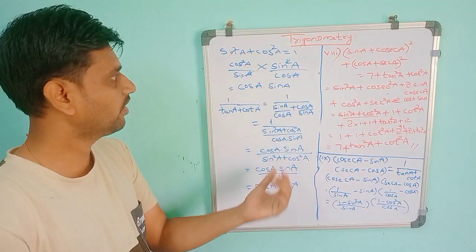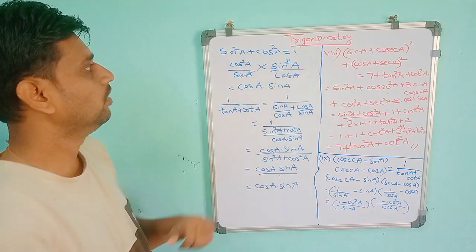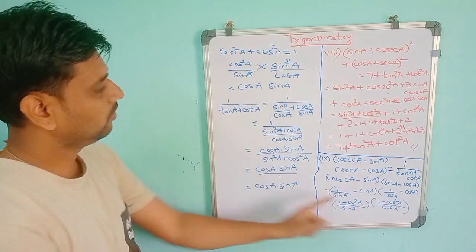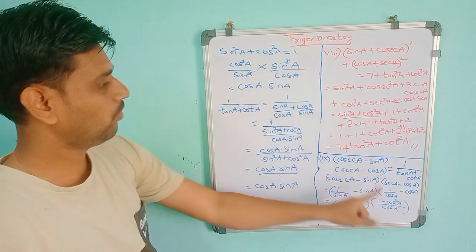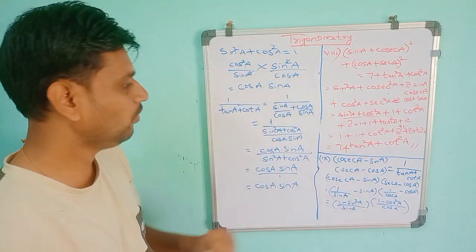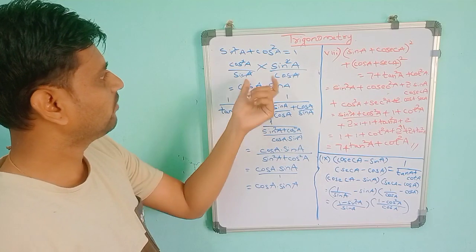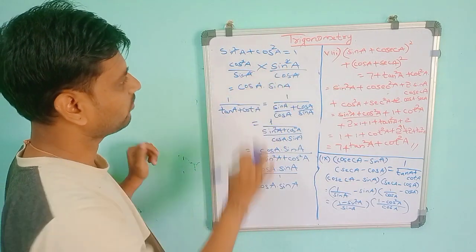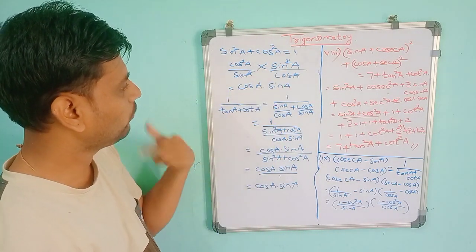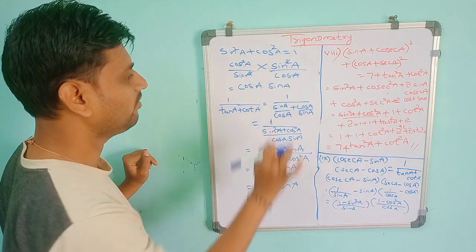As you know, the first identity sin square A plus cos square A is equal to 1. So in terms of cos, 1 minus sin square A, I have taken cos square A. 1 minus cos square A, I have taken sin square A. So we got the sin and cos. Then you cancel the sin and cos, and you will get cos into sin A. Like that, tan is there, so convert it into sin and cos. So cot is also cos by sin.